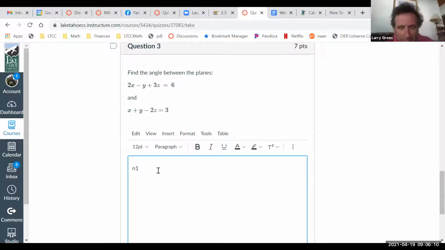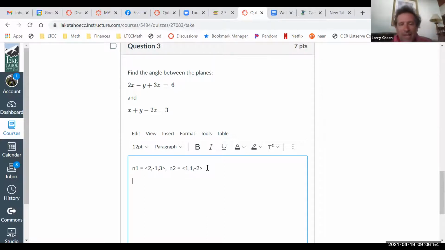So I can call it n1 for the normal vector for the first plane. That's the coefficients, 2, -1, 3. And n2 will be the coefficients of the second one, which is 1, 1, -2. Okay, so now that we have the normal vectors, we want to find the angle. And the good news is, if you remember what happened earlier last week, how do you find the angle? Because the angle between the normal vectors will be the angle between the planes, kind of by definition.